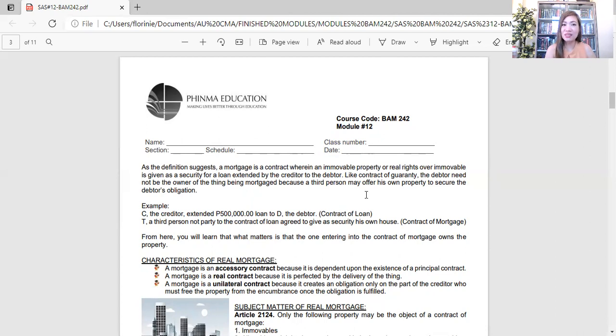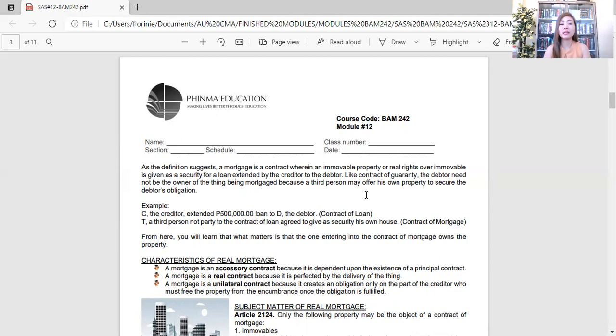The answer is yes. Okay? The answer is yes. Why? Because for as long as the third person is the real owner of the thing pledged, then the pledge is valid. So ganun din sa contract of mortgage. Hindi kinakailangan na sa debtor talaga yung property na isasangla or ipiprenda. O pwedeng pagmamay-ari siya ng third person na pumayag na iprenda yung kanyang gamit as a security of a loan.